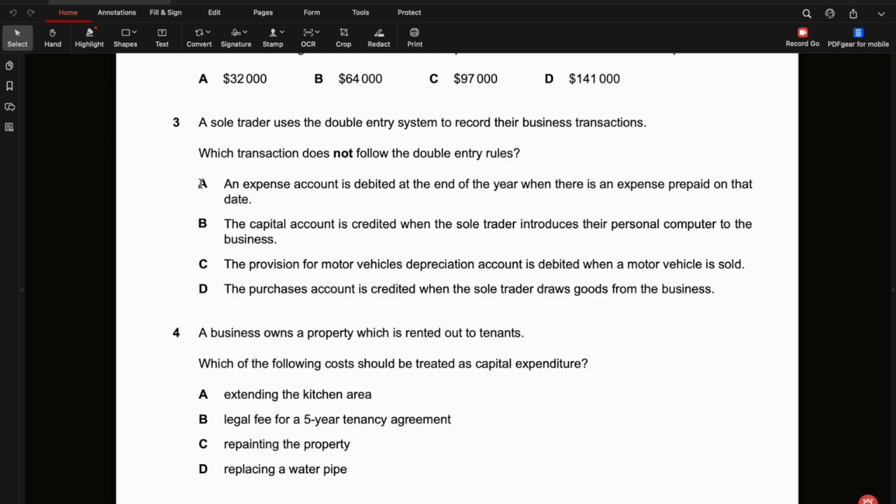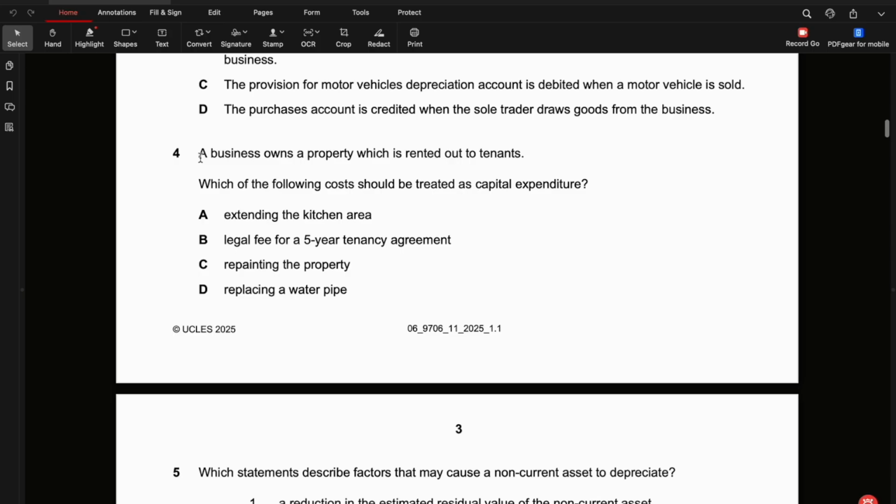So the correct answer is 3A. Number 4: a business owns a property which is rented out to a tenant. Which of the following costs should be treated as capital expenditure? A capital expenditure is a long-term, one-time expenditure, not a recurring expenditure. So option A, extending the kitchen area, is definitely a capital expenditure because we are extending the kitchen for the long term.